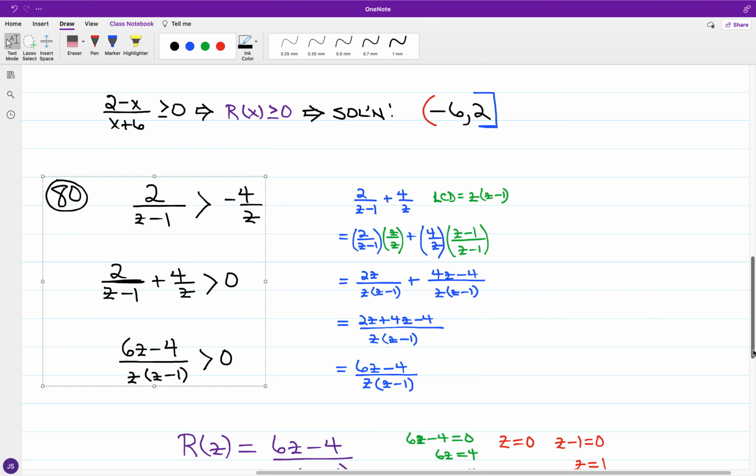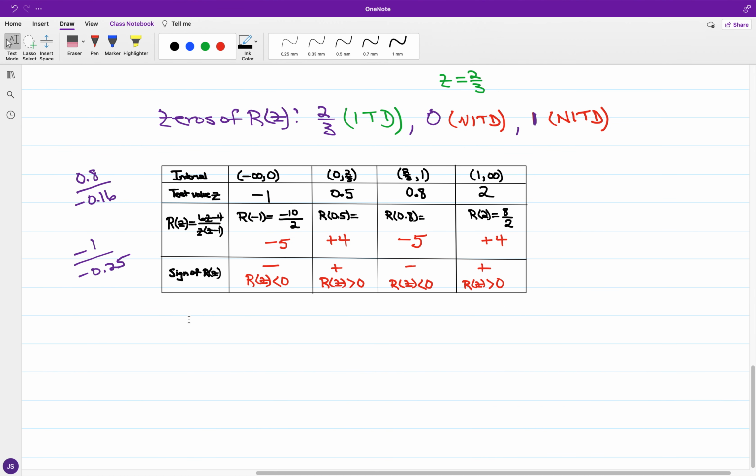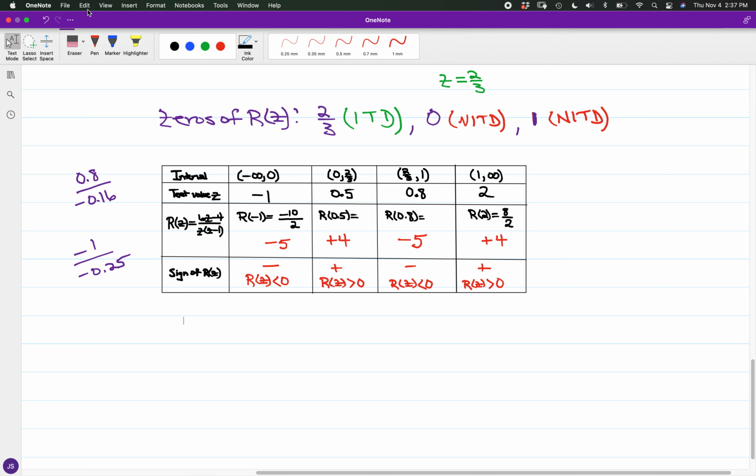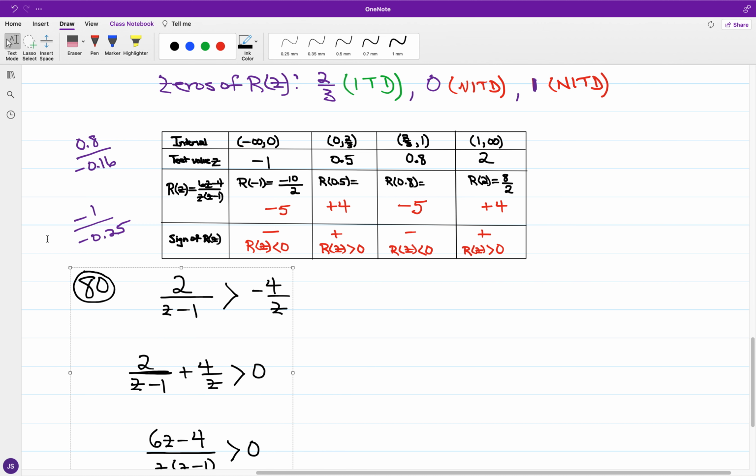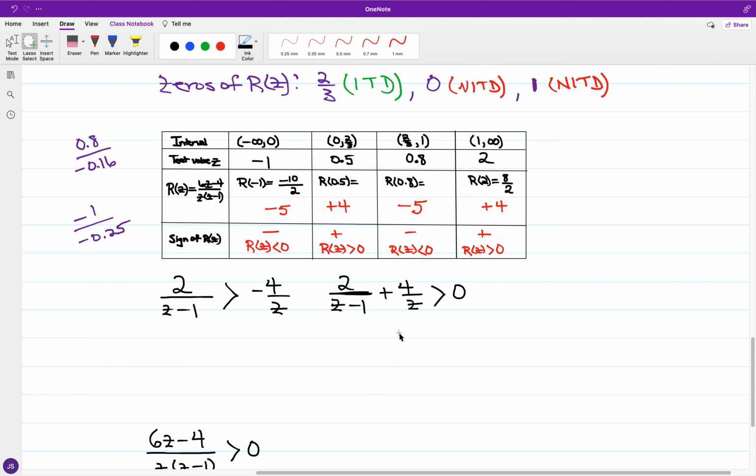We had a comparison of ratios, then transform to comparison to 0. And we'll do here. Okay, so we start out with 2 over Z minus 1 is greater than negative 4 over Z. And once I move the 4 over Z over, we have 2 over Z minus 1 plus 4 over Z is greater than 0.